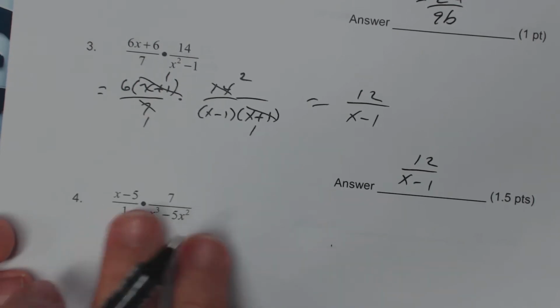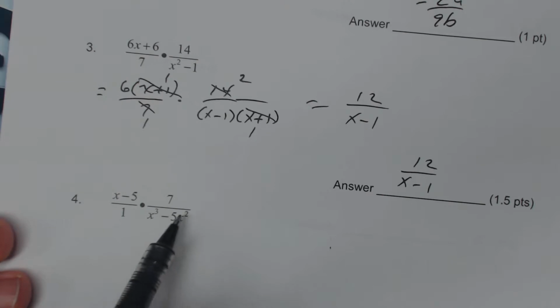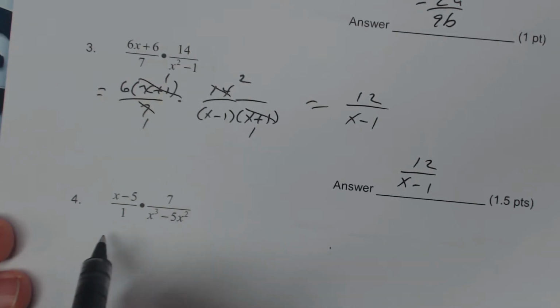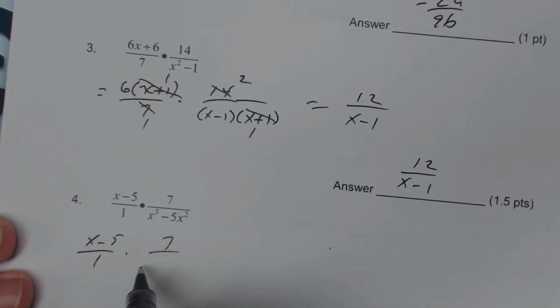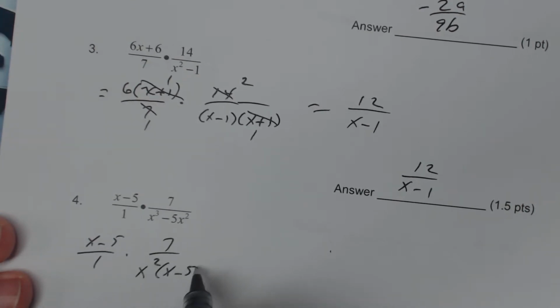Okay, now the next one, again, do the same thing. Factor the numerators, factor the denominators. The only thing I can factor, though, is this one right here, that second denominator. So the GCF here is x squared. So I'm going to have x minus 5 divided by 1 times 7 divided by, all right, when I factor out the x squared, I get x squared times x minus 5.